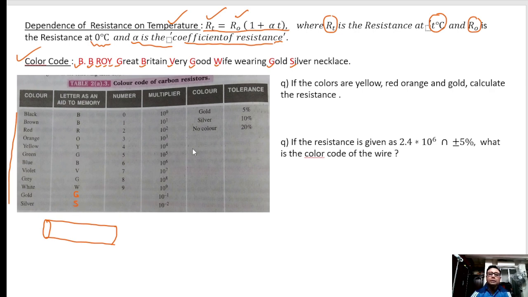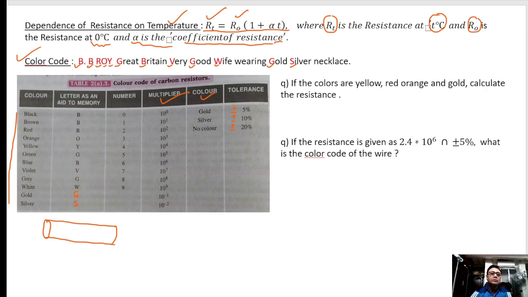So now see, how do we choose? These are the multipliers, these are the color codings. Gold is plus minus 5%, silver is plus minus 10%, and no color is plus minus 20%.